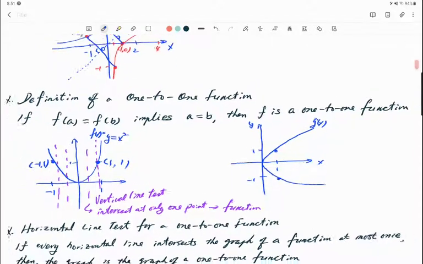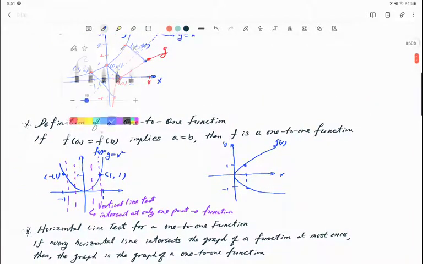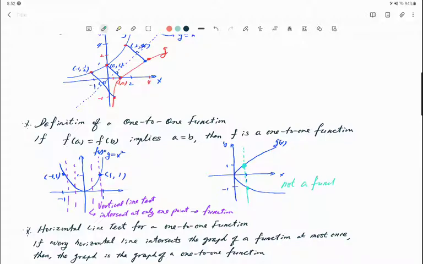All right. So as you see this one, when you draw a vertical line, what happens? We have two outputs, right? One is y value is 1, the other one is negative 1. Two outputs. So this is not a function.